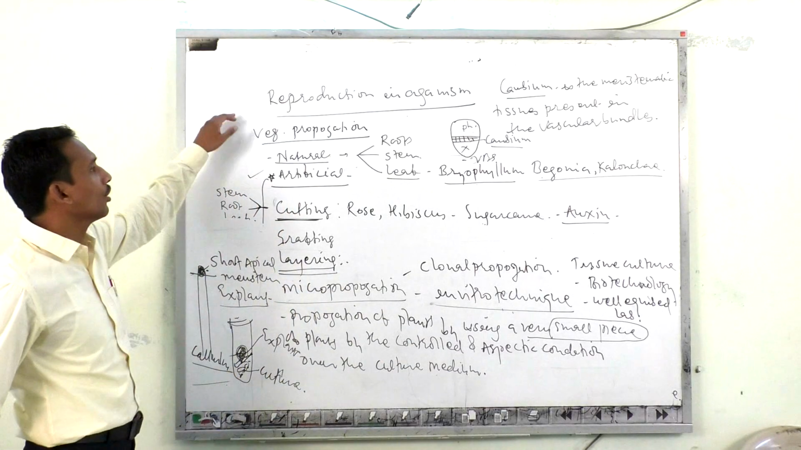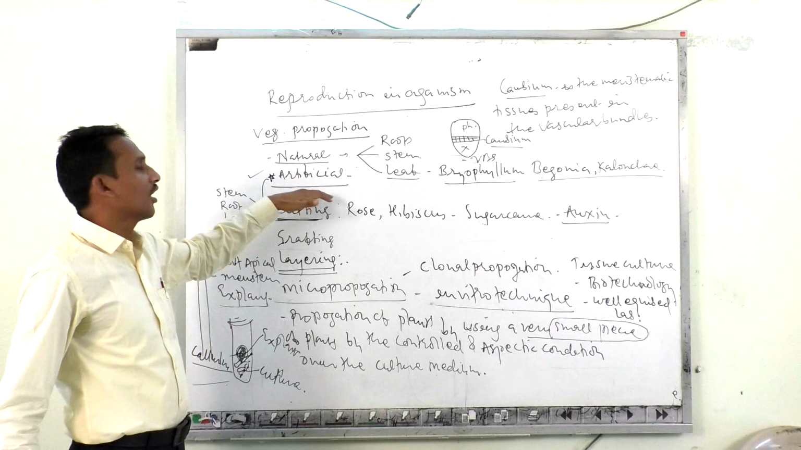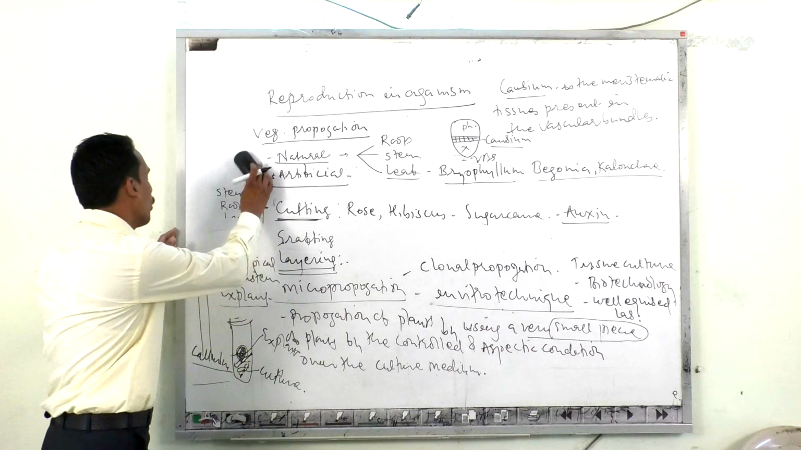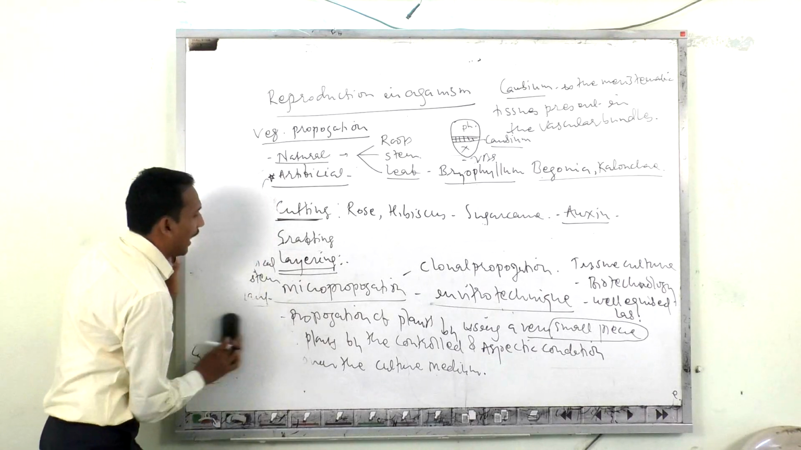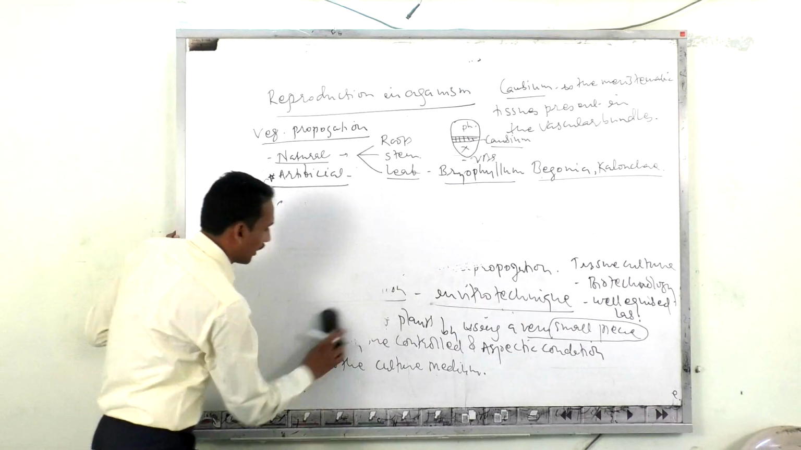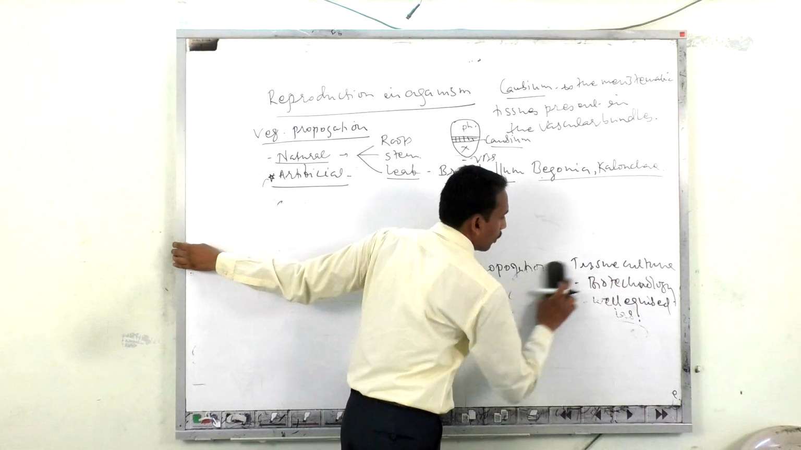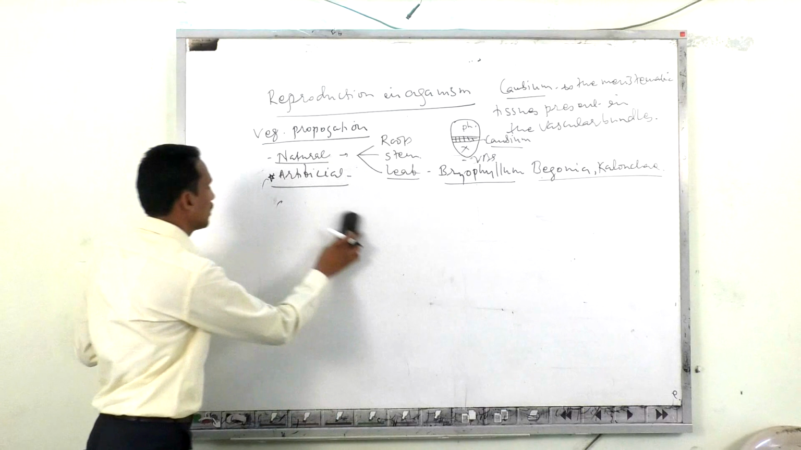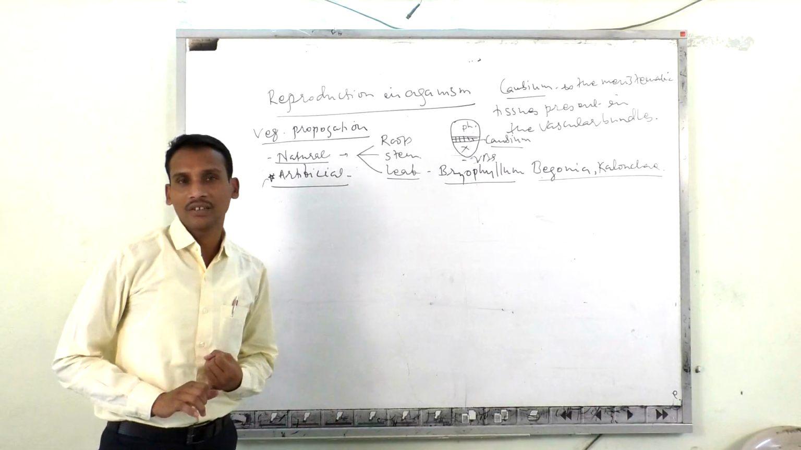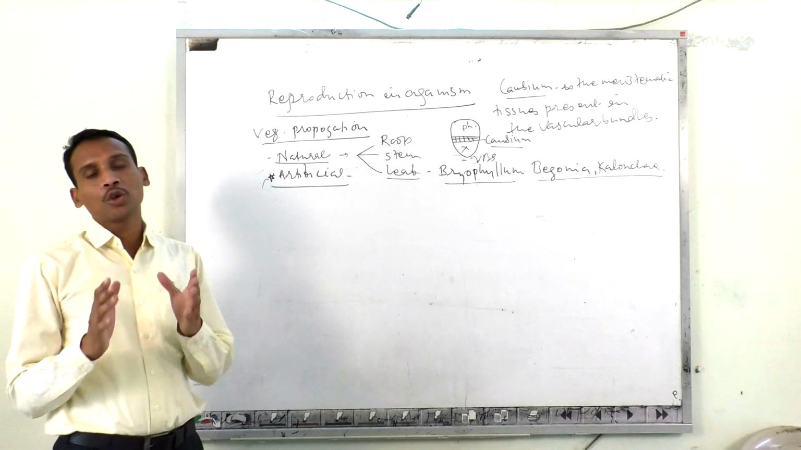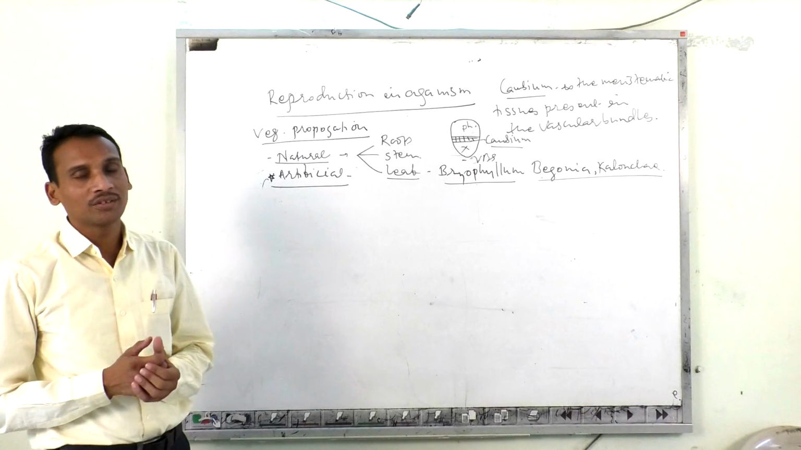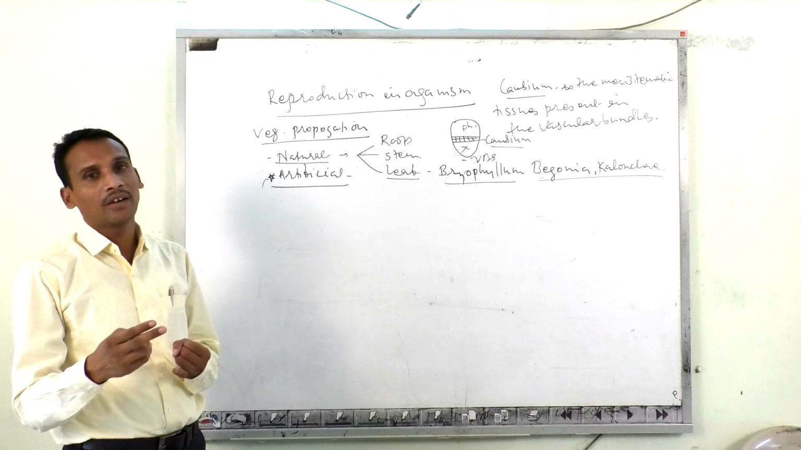So here we discussed the natural and artificial types of vegetative propagation. We have already completed these two portions. Now we have to see what the advantages of vegetative propagation are and what the disadvantages are. Whenever we discuss the advantages of this vegetative type of propagation, simple advantages are there. Those plants which cannot produce seeds, or are unable to produce viable seeds, can be planted in this way.